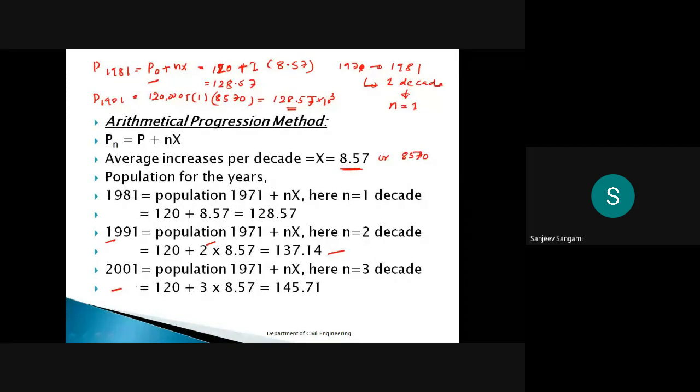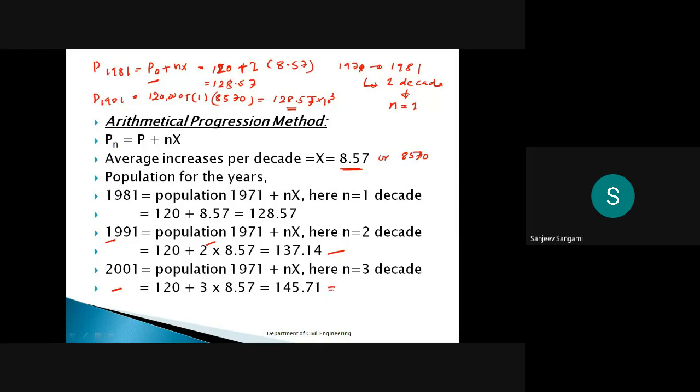Then population at 2001. So that is equal to, again, here you can use the same formula. So P naught plus N X, where P naught is the last known population.